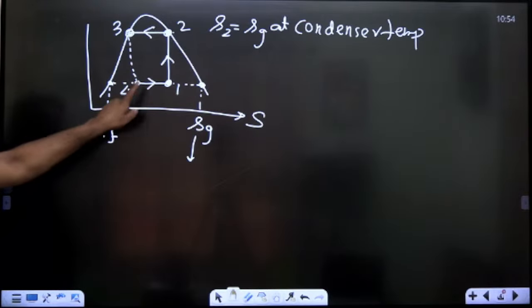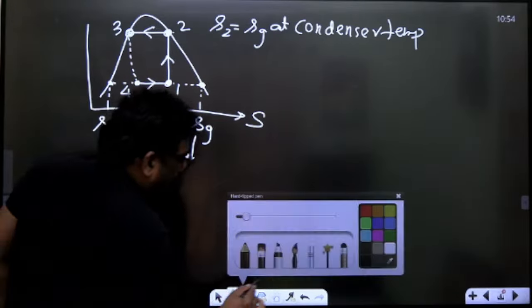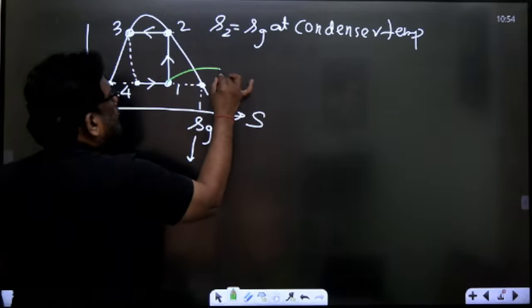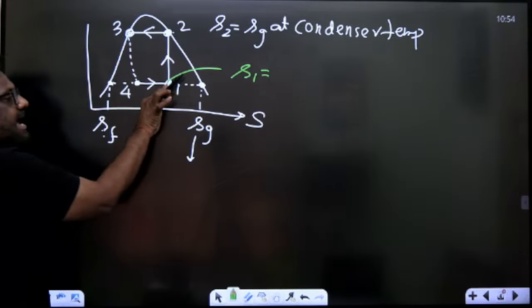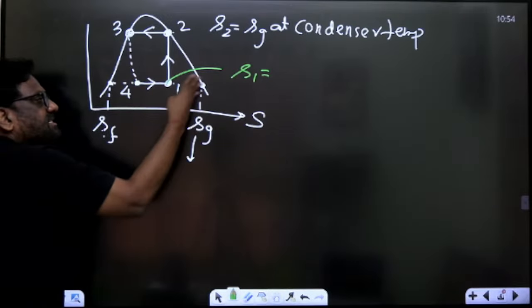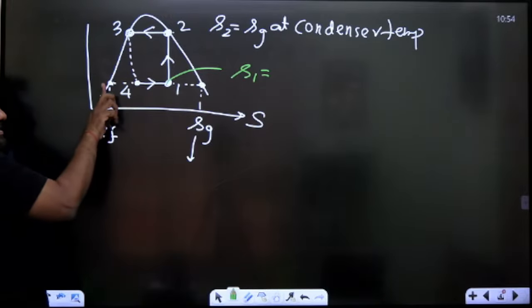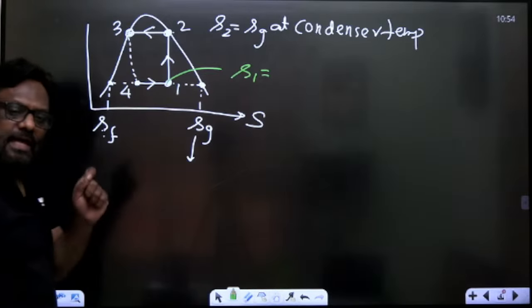This is all clarity. Whenever the point is in the wet region, its entropy is definitely greater than Sf and less than Sg. I repeat, it is greater than Sf and less than Sg. In thermodynamics we have studied, whenever it is in the wet region, how do we write it? I'll write this as Sf plus x into Sg minus Sf. Sir, we have not understood. I am here to explain now. This x is known as dryness fraction, or it is also known as quality of mixture.